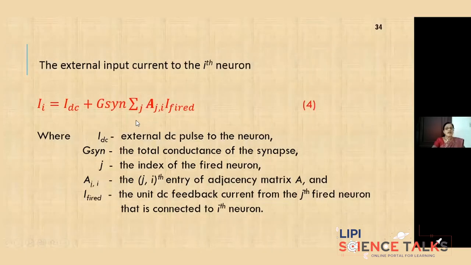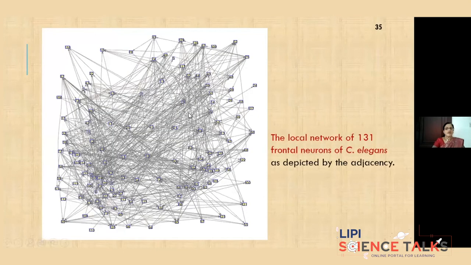So the influence on the ith neuron is given by this A_ji. Now this is the connection of the local network of 131 frontal neurons. There are only 131 frontal neurons out of 302 neurons, and they are connected like this. This was already investigated earlier, and it is given in the literature. Now this adjacency matrix helps us to find out the connections between the other neurons.